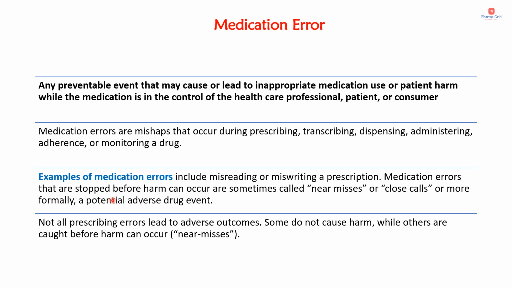Medication errors that are stopped before harm can occur are sometimes called near misses or close calls, or more formally a potential adverse drug event. Not all prescribing errors lead to adverse outcomes. Some do not cause harm, while others are caught before harm can occur. Such medication errors are known as near misses.